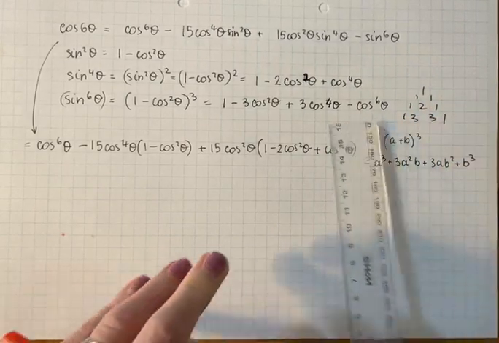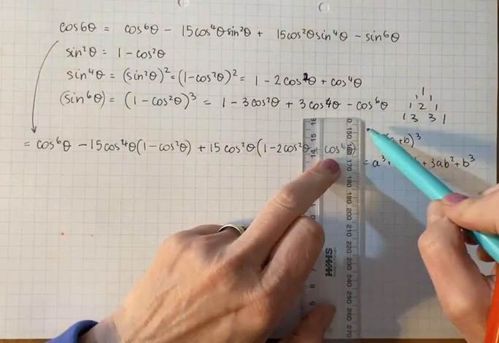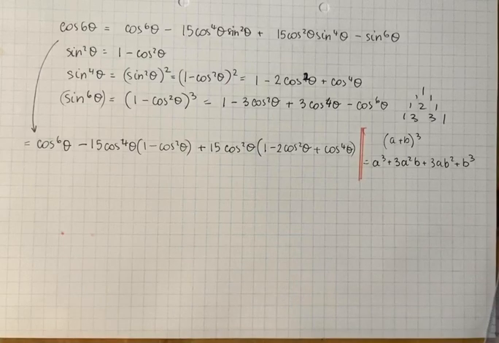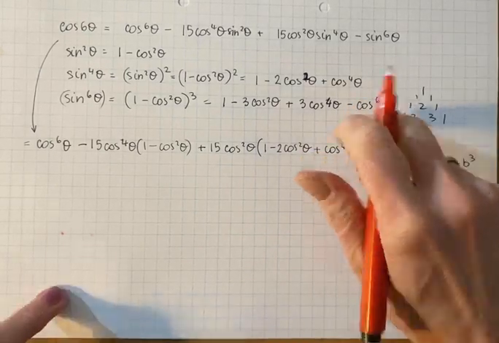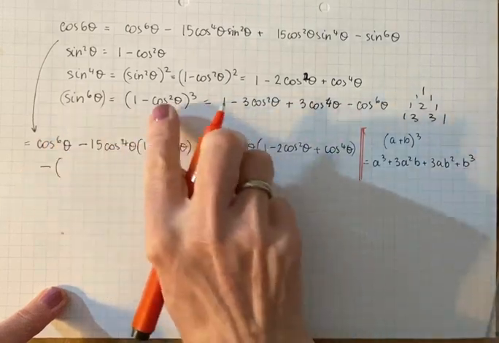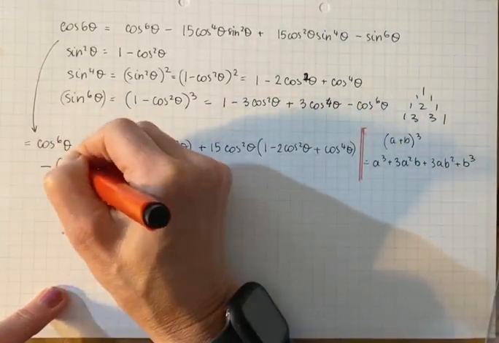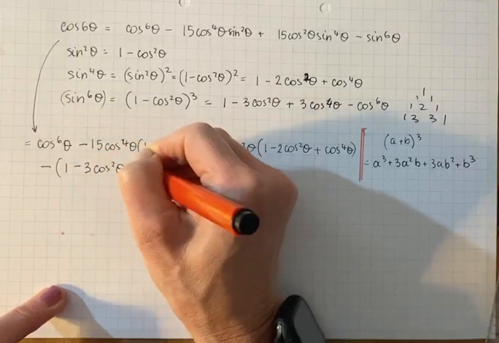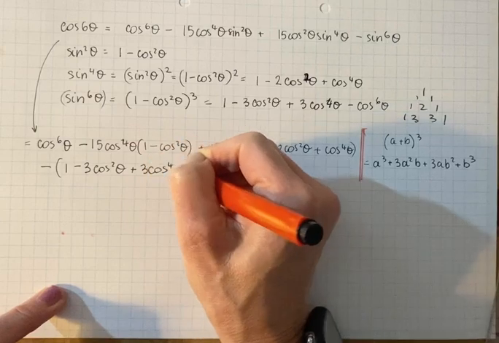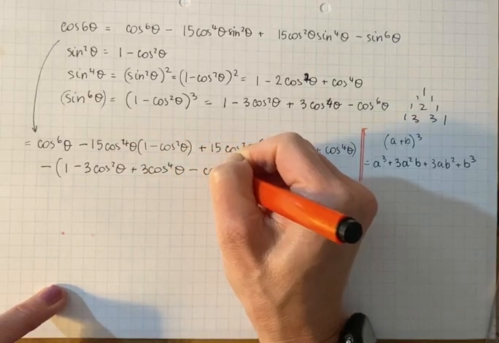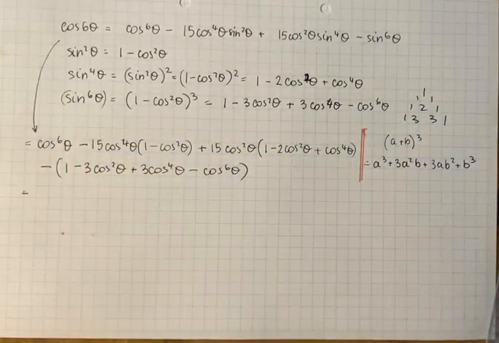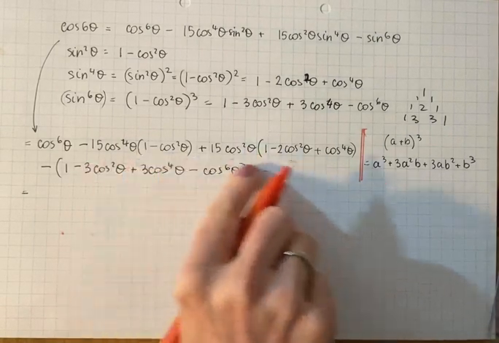Okay, let me just separate this. We need to carry on and put that last expansion in, so we're going to put minus, and all of that can be written as 1 minus 3 cos squared theta plus 3 cos to the power 4 theta minus cos to the power 6 theta. There you go. The last thing is just to tidy up all the terms and collect them together, so let's expand these brackets.